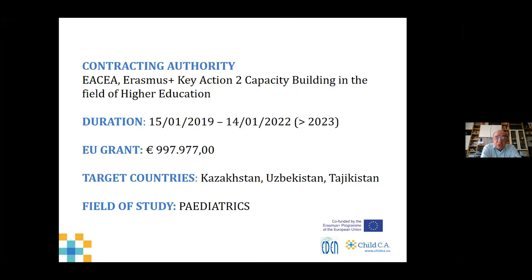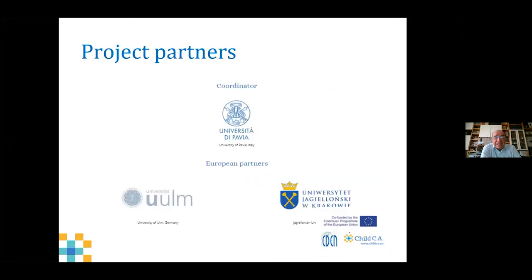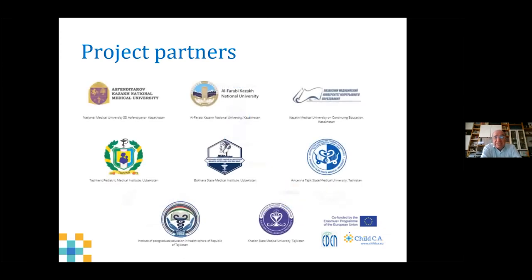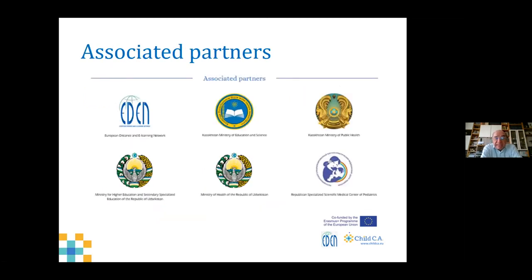It was funded with a bit shorter than 1 million euro with these three countries and with these partners, the European, Pavia, Jagiellonian, and Ulm, now Freiburg, 8 partners in total: 3 in Kazakhstan, 3 in Tajikistan, and 2 in Uzbekistan. You can see the different universities, and a good deal of associated partners. Among them, Eden, the ministries of higher education and science of Kazakhstan and Uzbekistan. Now we are working to join also the Ministry of Tajikistan.